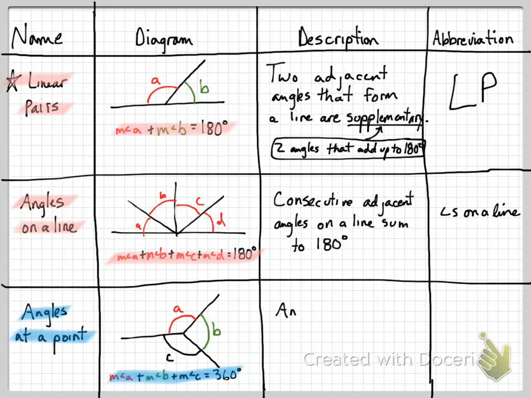And our description is that angles at a point sum to 360 degrees. And our abbreviation for this is just going to be angles at a point, and I can abbreviate point a little bit. And those are the first 5 angle rules that you need to know.